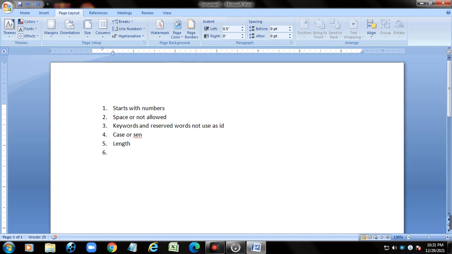Now the next one is that identifiers don't allow any special characters. Special characters means if you use the @ symbol, the # symbol, the $ symbol, or any other symbols, it will not allow it. Why? Because every special character has its own identity, and we use each special character for some purpose.